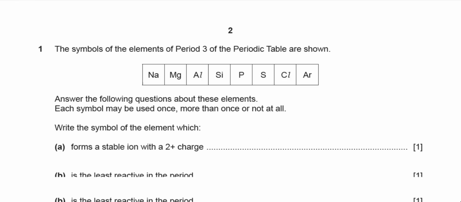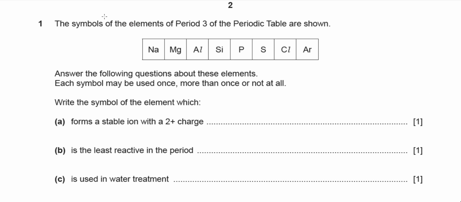Proceeding now, question 1. The symbols of elements of period 3 of the periodic table are shown, starting from sodium till argon. Then he says to answer the following questions about these elements. Each symbol may be used once, more than once, or not at all. So please don't get confused. You may use any of the elements twice, more than twice, or not at all. The main demand is to write the symbol. Please do as directed. Whatever the instruction is, try to act accordingly.